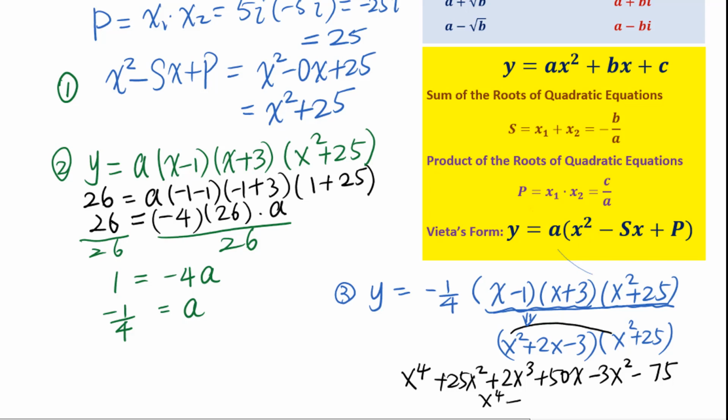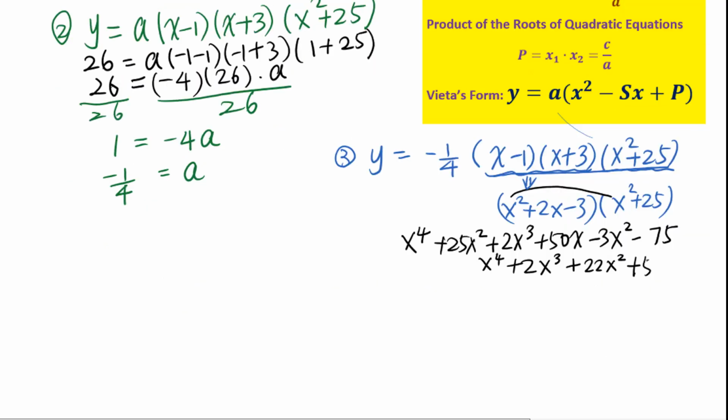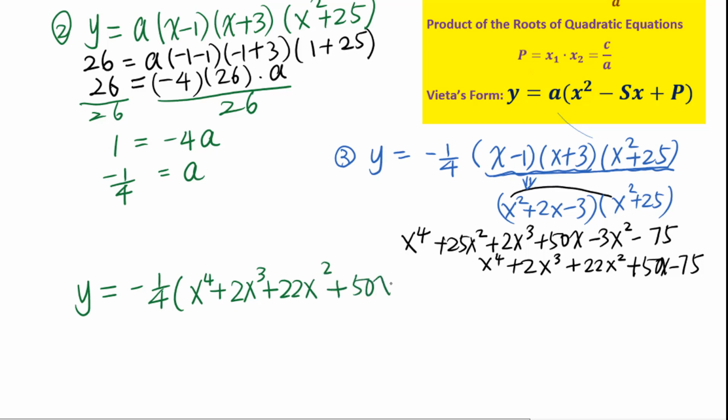X to the fourth power plus 2x third power, then plus 22x squared plus 50x minus 75. Last step, y equals negative 1 over 4 times x to the fourth power plus 2x third power plus 22x squared plus 50x minus 75. We will do the distributive property.